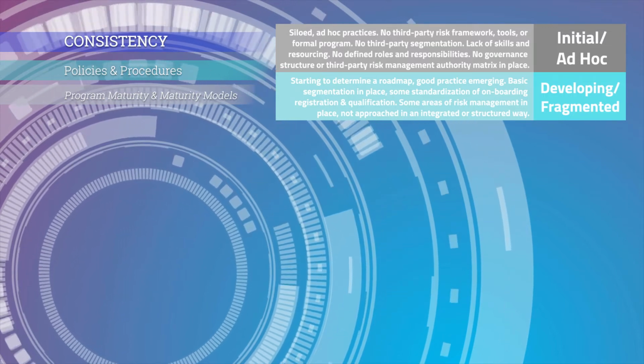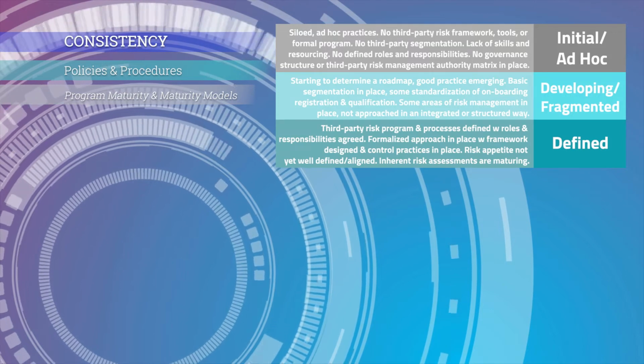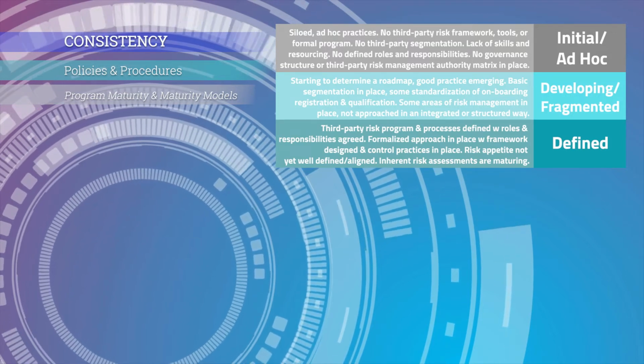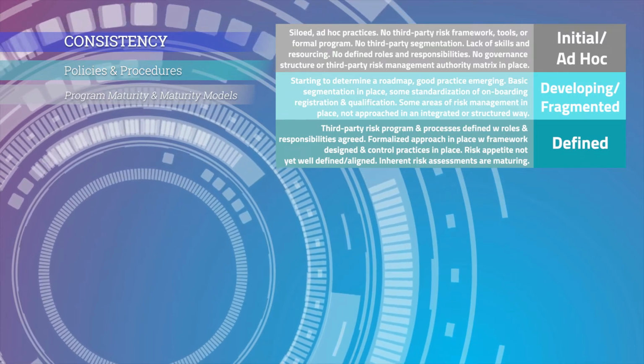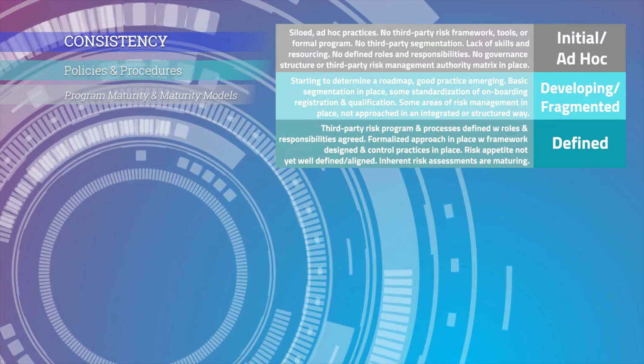The next level of maturity is defined, at which your third-party program and processes are defined, include roles and responsibilities, and you have a formalized TPRM approach.